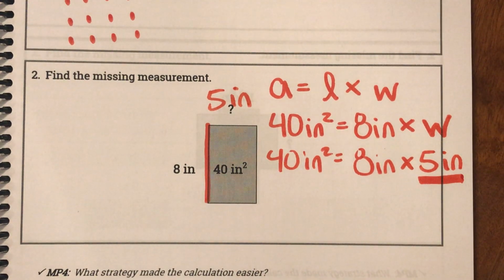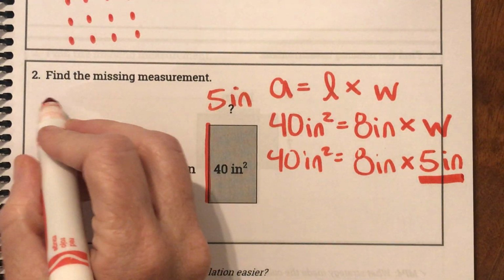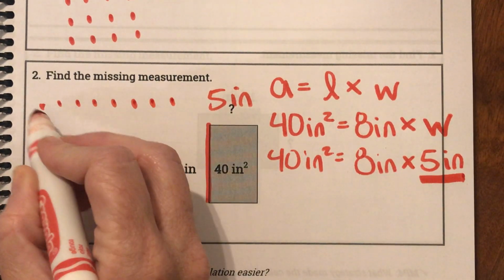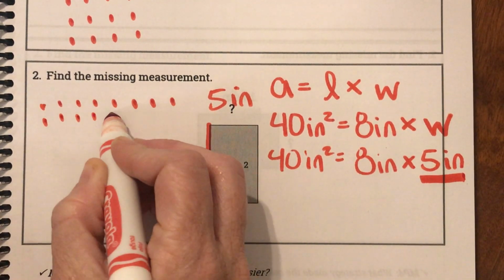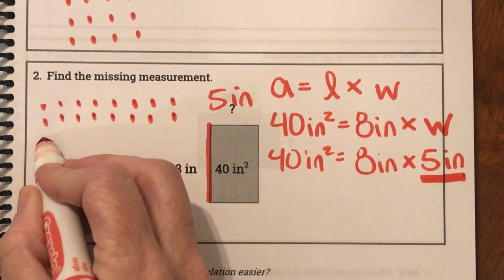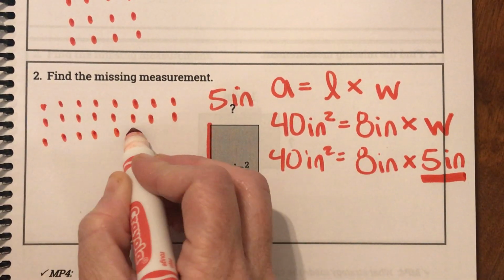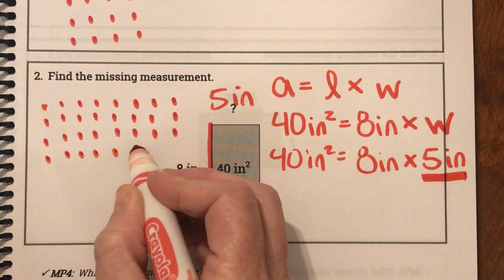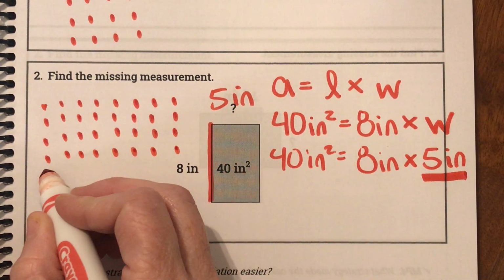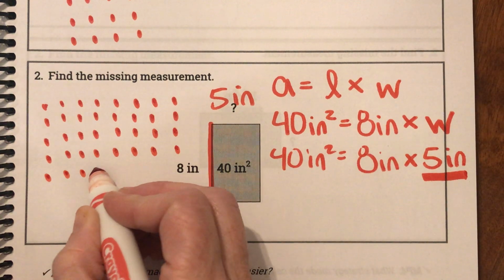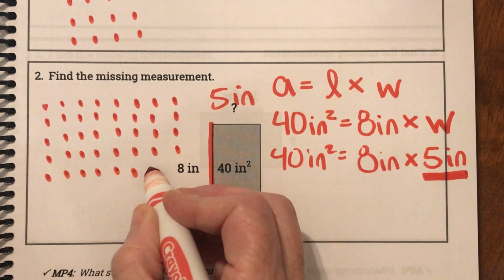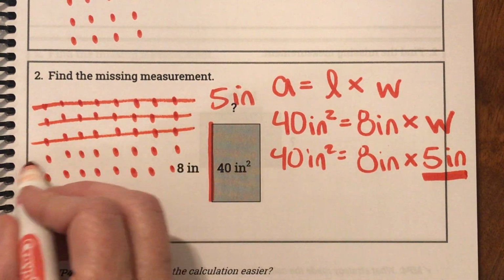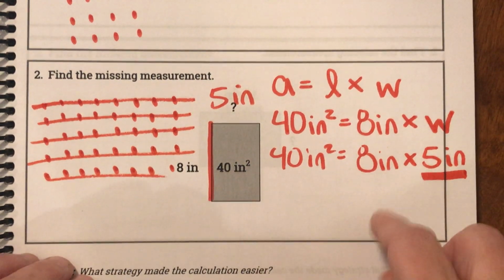Okay, and if I didn't know that, then I would have had to do my array and say 1, 2, 3, 4, 5, and so on, counting up to 40. So I had 1 group of 8, 2 groups, 3 groups, 4 groups, and 5 groups of 8.